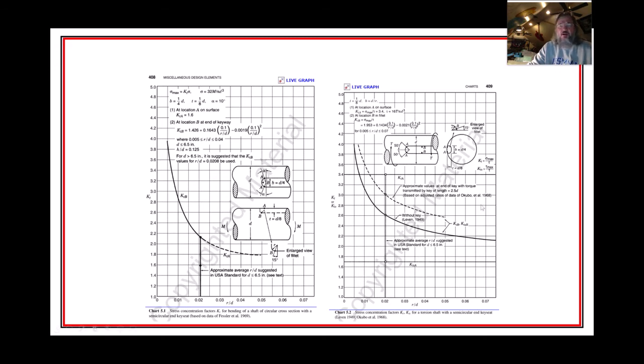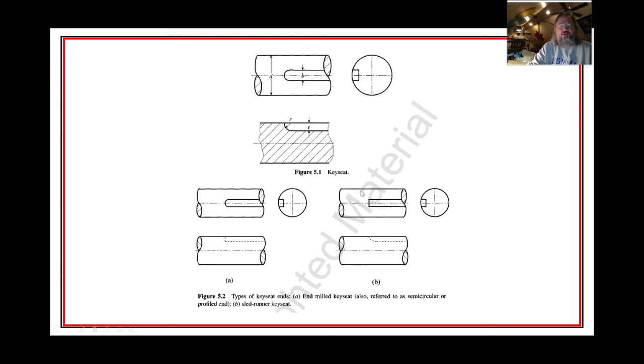But anyway, there were also some pictures of the end mill versus the sled runner. The end mill is A, so you can kind of see that the mill stops. They take the mill and come down into the shaft, then go straight along, and then they pick it back up. Whereas the sled runner, that's where they slowly lift the tool up as they're coming out of the keyway. So that's what they mean by the difference between those keys.